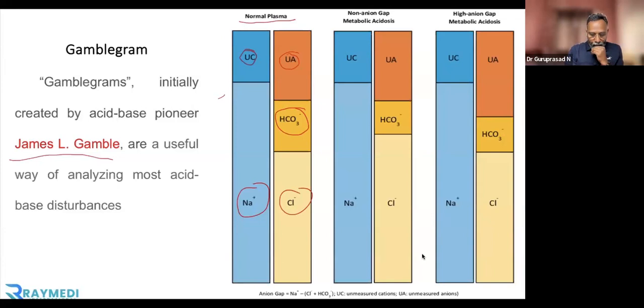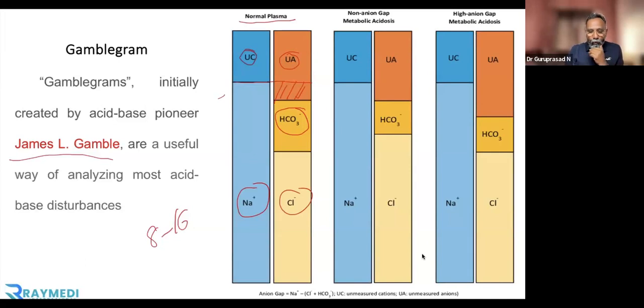So normally, if you calculate the anion gap, it is 8 to 16. Sodium minus chloride plus bicarbonate will give you the anion gap in a normal plasma. So this is the anion gap. This part is the anion gap. So this is a measure of unmeasured anions. So that is the gap.